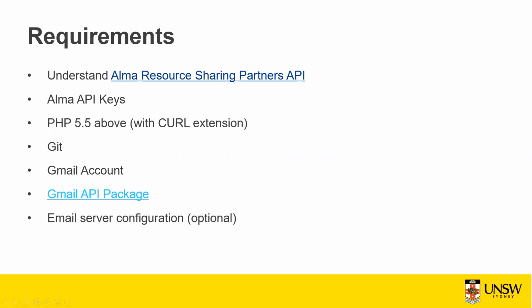Git is used to do the version control, and we use a Gmail account to receive the update email messages. Then we need to install the Gmail API package to build a connection to the Gmail account. The last one, the email server configuration, is optional. It's only needed if an email notification is wanted after the script runs.